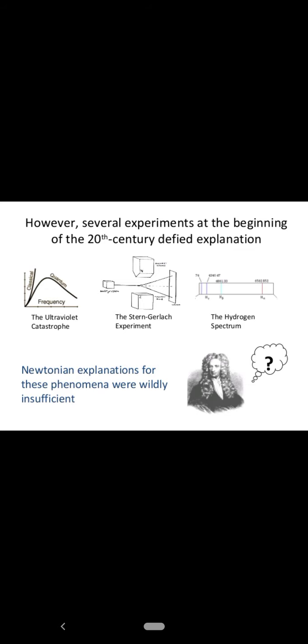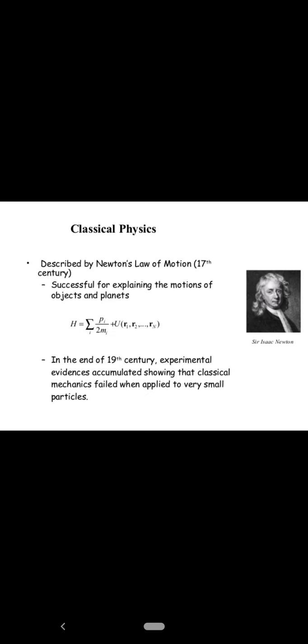In this session, I will discuss the various phenomena which were not explained fully by classical mechanics, and for which some new theory, or I can say quantum mechanics, was needed. At the beginning of the 20th century, there were several experiments or behaviors such as the ultraviolet catastrophe, the Stern-Gerlach experiment, and the hydrogen atom. These phenomena could not be explained by classical mechanics, which was not capable of explaining them.